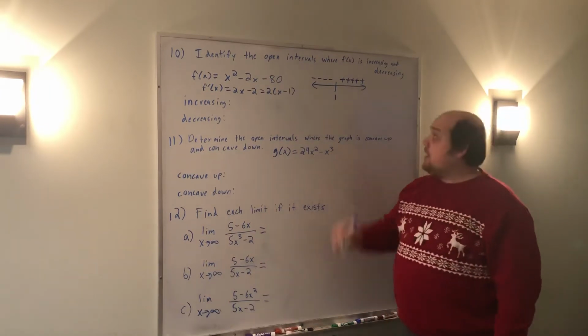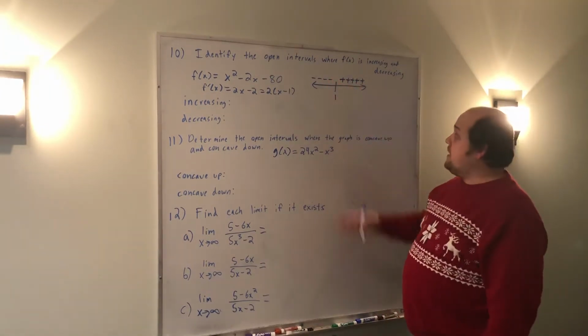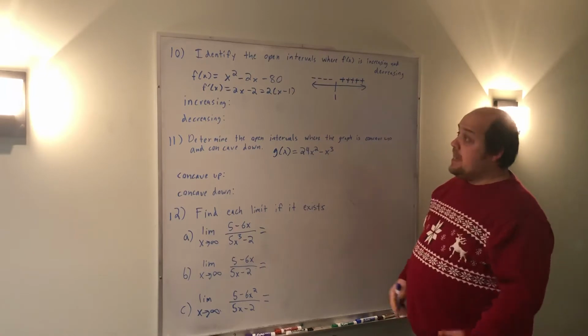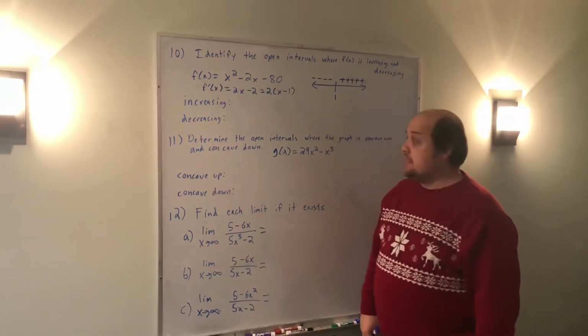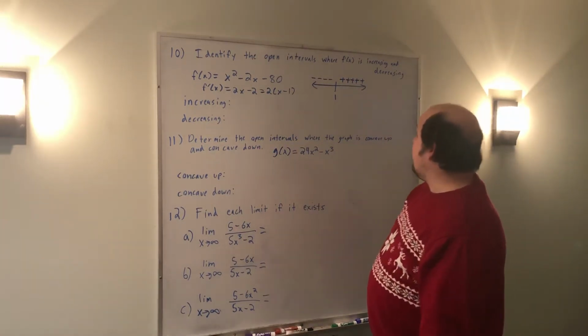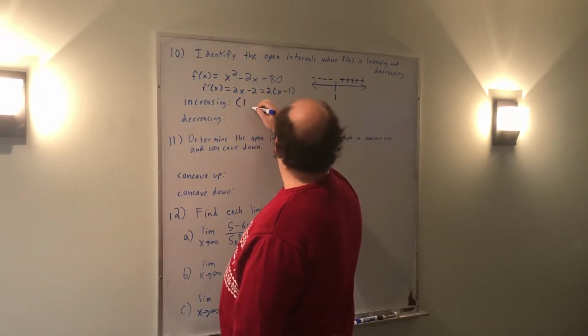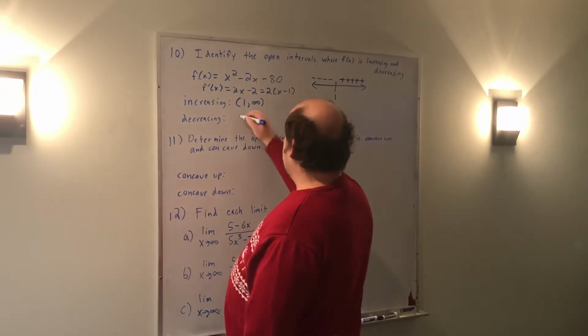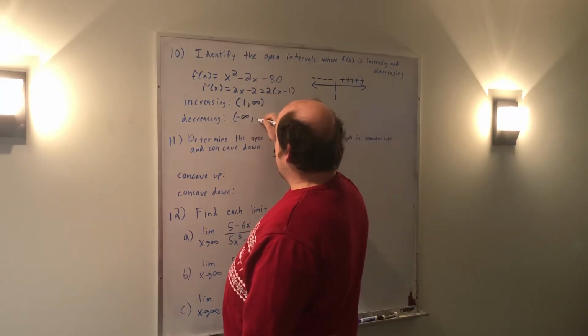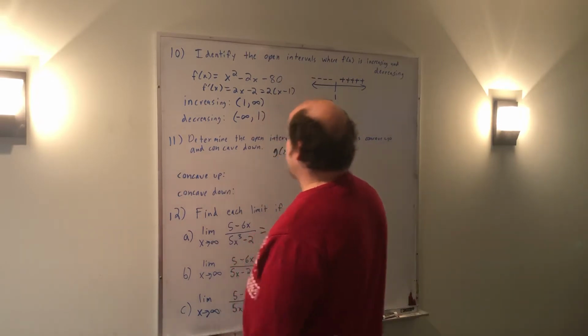Once I have each of the regions filled in with their signs, the critical values listed, I now just have to translate that into increasing and decreasing. Increasing is wherever I see a positive sign, so that starts at the x value of 1, and it goes up till infinity. Where I see the negative sign starts at negative infinity and stops at 1.